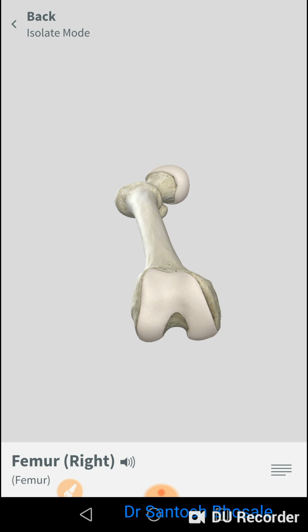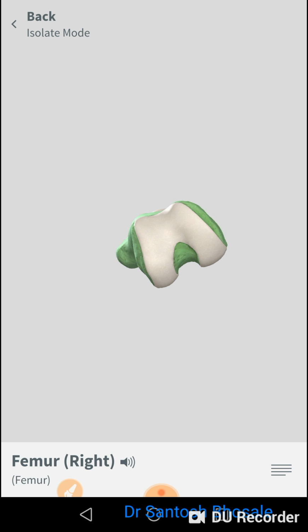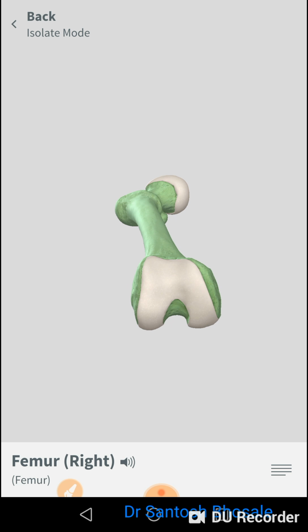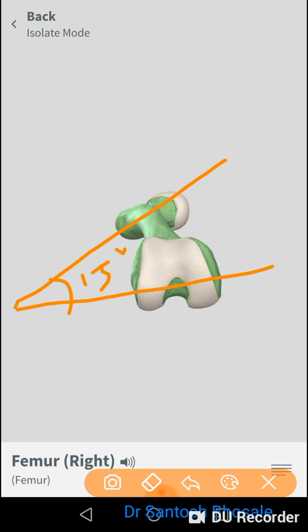When you see here, in this transverse plane of the femur, it is the angle formed between the transverse axis passing through the lower end and the upper end. This angle is around 15 degrees. It's the angle of femoral torsion.